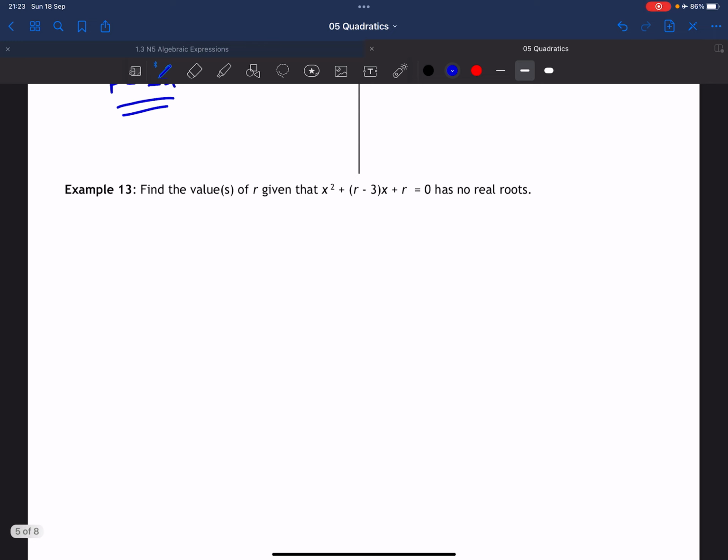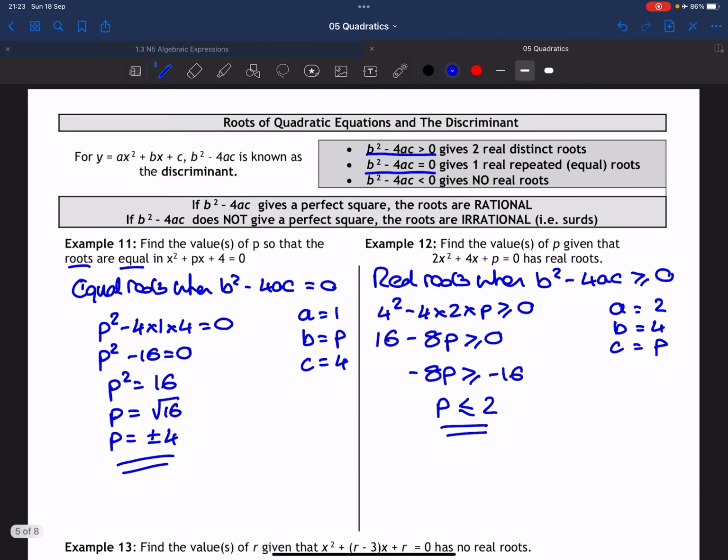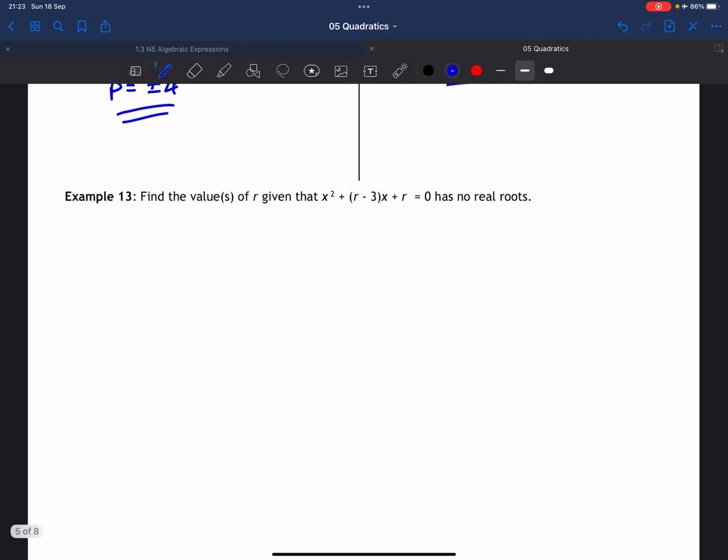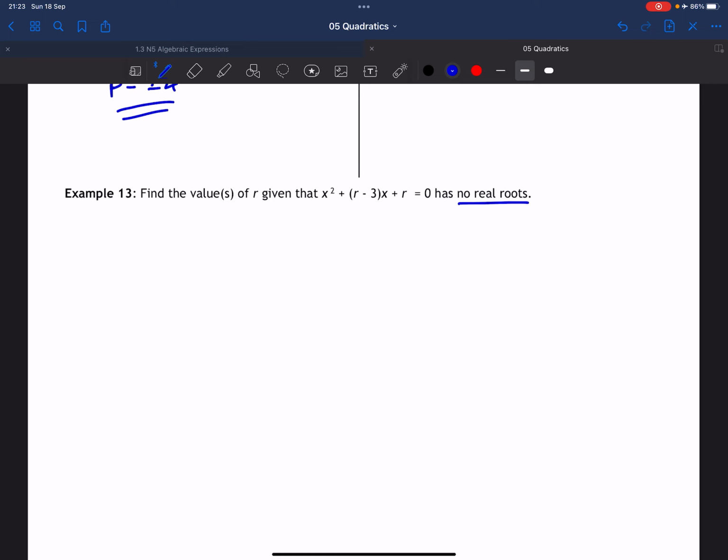Example 13. Find the value or values of r, given that x squared plus (r minus 3) times x plus r has no real roots. So again, let's go back to our bullet points. So I get no real roots when b squared minus 4ac is less than 0. So let's say that. So the key words there are no real roots. So I get no real roots when b squared minus 4ac is less than 0.